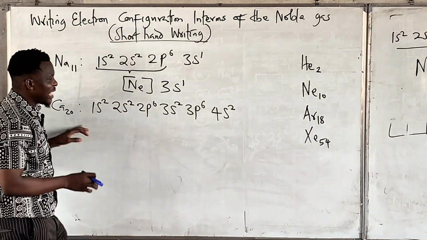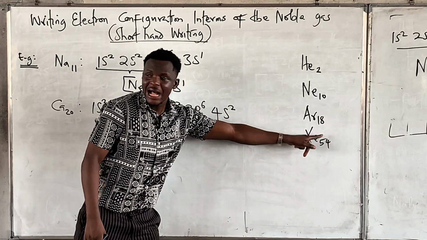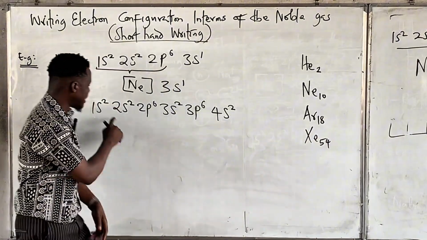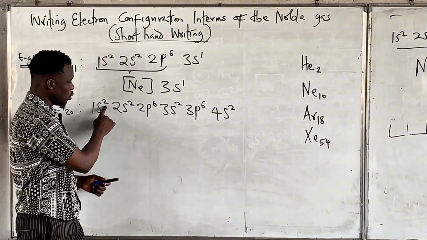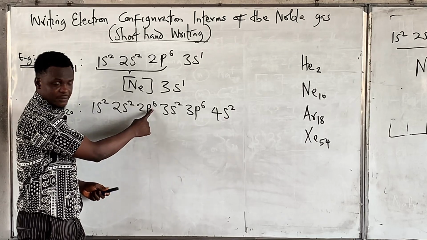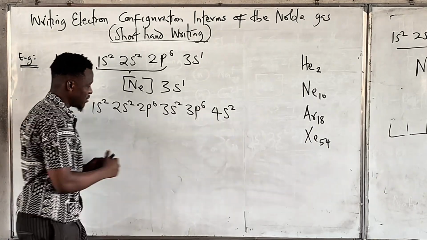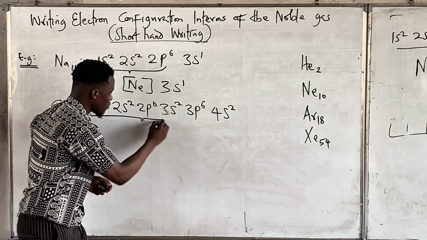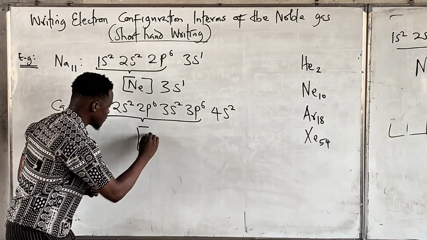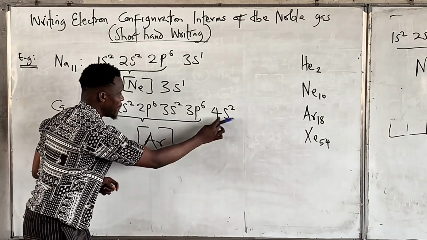Calcium. Which noble gas comes before calcium? Argon is how many? Count 18 electrons from here. 2, 4, 10, 12, 18. So it means that everything here will be replaced with what? Argon, and then I balance what?